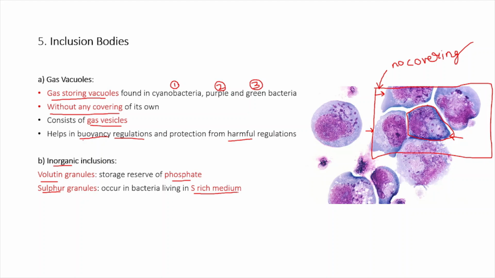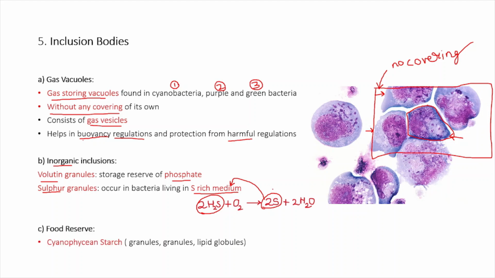Why do sulfur granules occur in bacteria living in a sulfur rich medium? Because there are certain groups of bacteria called sulfur oxidizing bacteria. In a sulfur rich medium, you have plenty of hydrogen sulfide. They oxidize hydrogen sulfide to sulfur, and this sulfur is stored within the sulfur granules to be used later for energy synthesis.